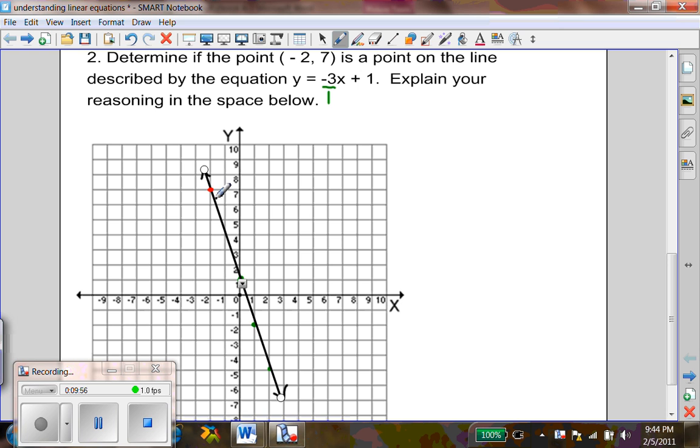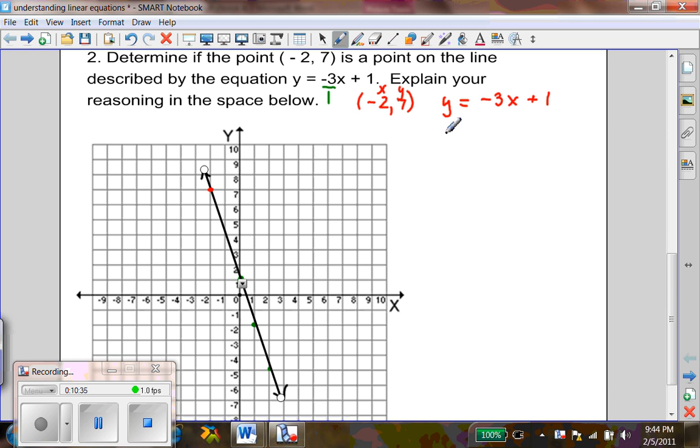Or we can prove algebraically that it does. So let's do that. Let's take our equation. We want to know if the point -2, 7 is on that line. Well, -2 is my x value, 7 is my y value. If I plug this number in for x and this number in for y and do my calculations, if I get a true statement, it will be a point on the line. If I don't, then it won't. So let's plug it in.